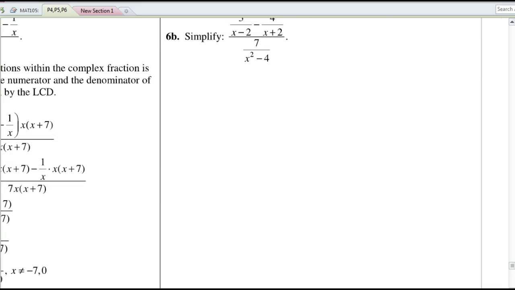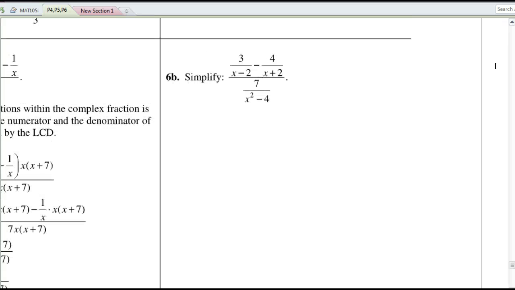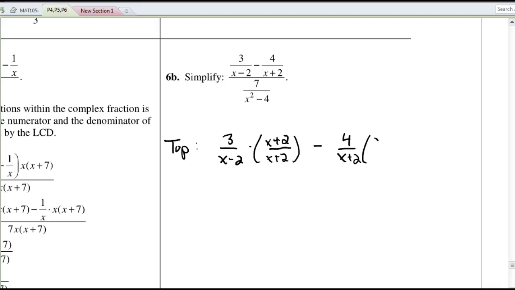Last one, a little more complicated, but it's not as bad as it looks at first. Just do the same thing. So we take the top, and that is what? It's 3 over x minus 2. What do we need to do to get the common denominator of these two? Well, it's going to be x minus 2, x plus 2, so we need to multiply this one by x plus 2 over x plus 2. And then 4 over x plus 2, we need to multiply by x minus 2 over x minus 2.